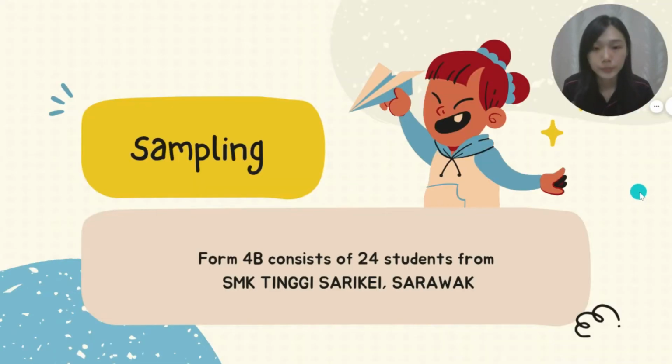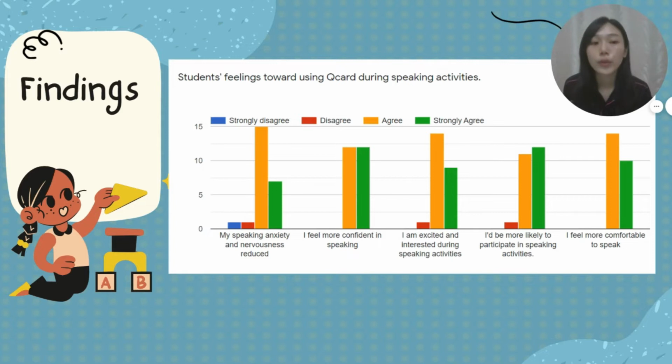The sample of this classroom action research is Form 4B, which consists of 24 students from SMK Sarike, Sarawak, and the level of proficiency is intermediate. For the findings, the students' feelings toward using cue cards during speaking activities are quite engaging throughout the class, and they feel more comfortable and confident in speaking by utilizing cue cards during speaking activities.